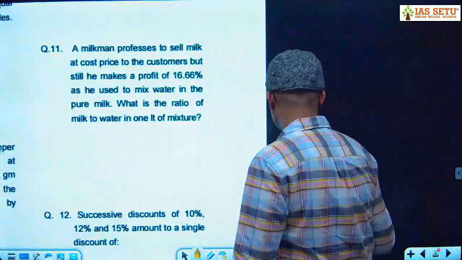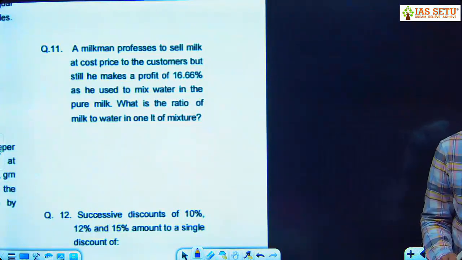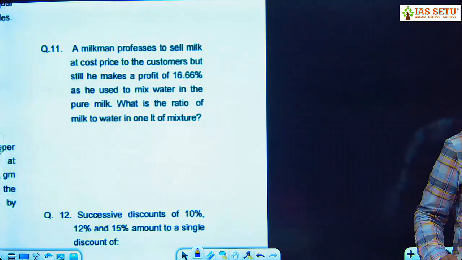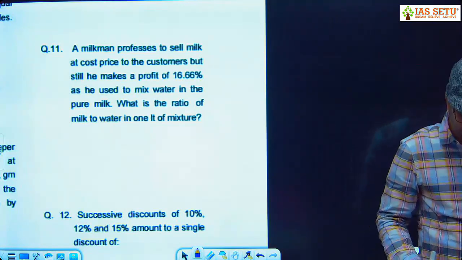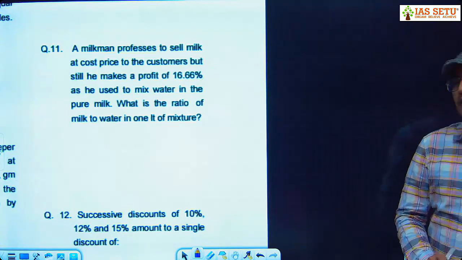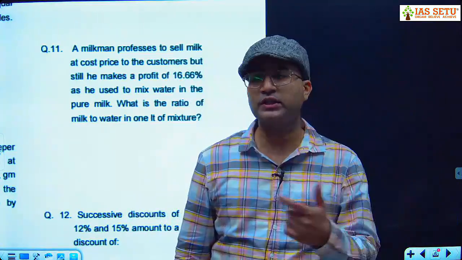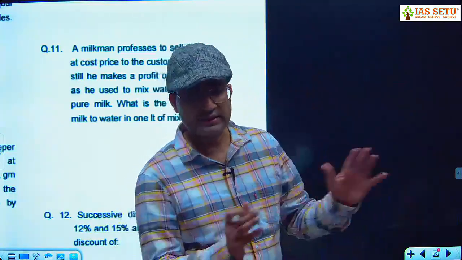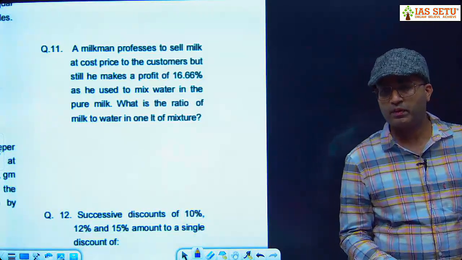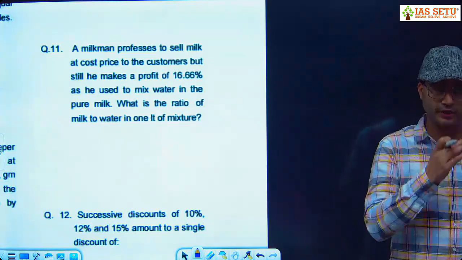Question number 11 here is: a milkman professes to sell milk at cost price to the customer, but still he makes a profit of 16.66% as he used to mix water in the pure milk. What is the ratio, that we will see later. But just tell me, concept wise, what is the difference in dishonest dealer type of question and milkman type of question? मतलब जो dishonest dealer और milkman में what is the difference? Milk with water include करेगा.